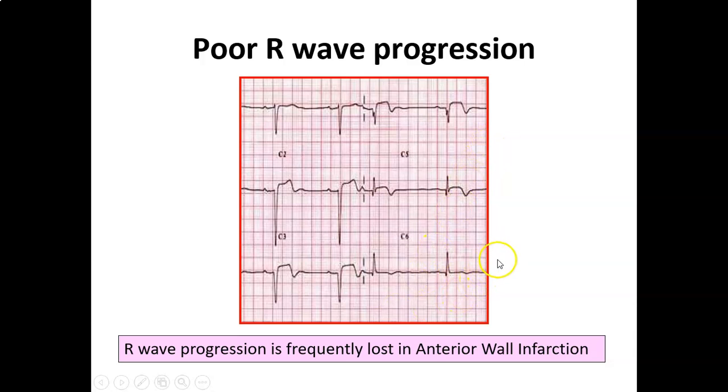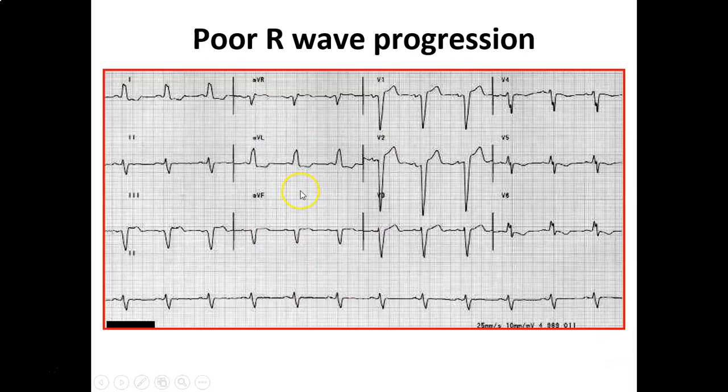Look at this ECG and try to focus on the R wave progression. From V1, very small notch, but V2, nothing. V3, V4, V5, V6, you get some R wave, but you see this is a poor R wave progression and there is ST segment elevation. So this is acute anteroseptal myocardial infarction with poor R wave progression.